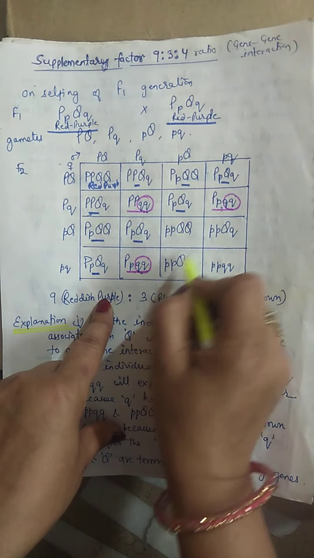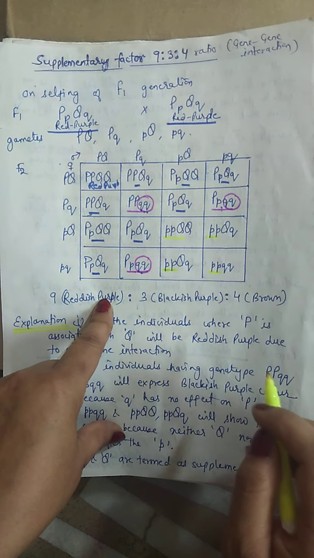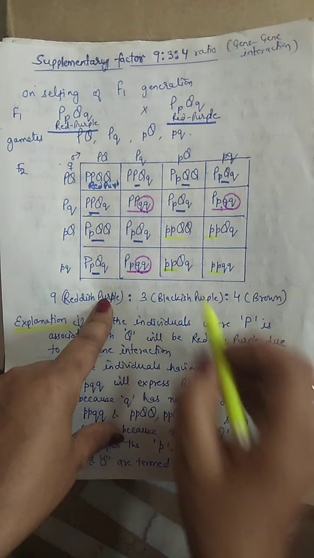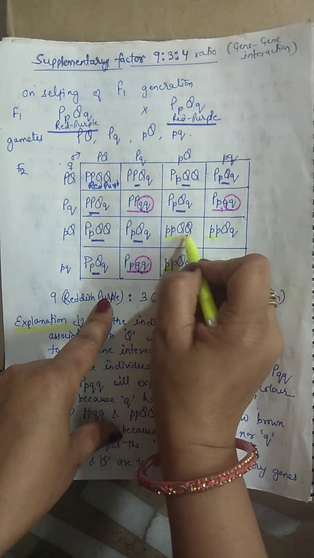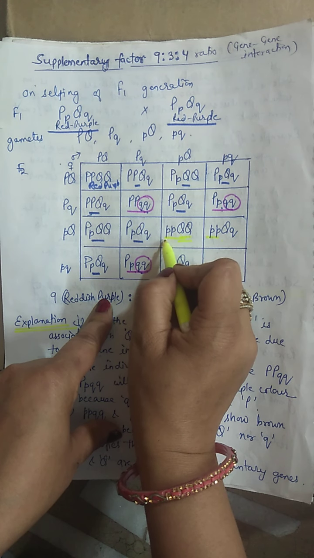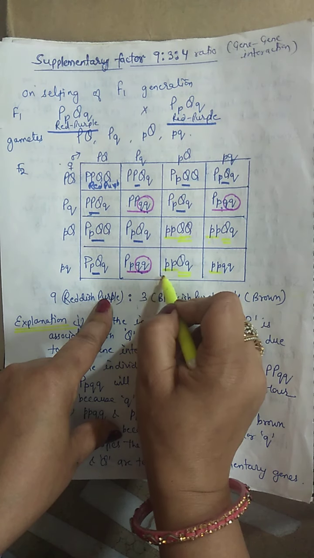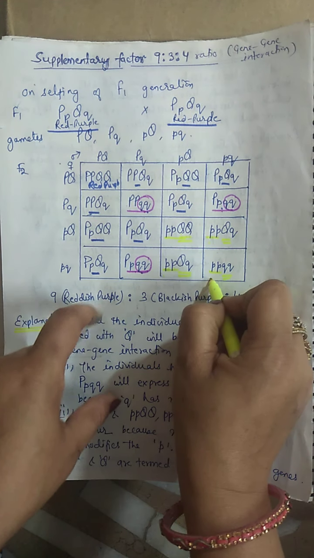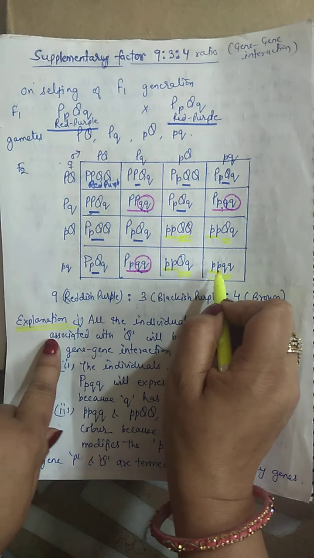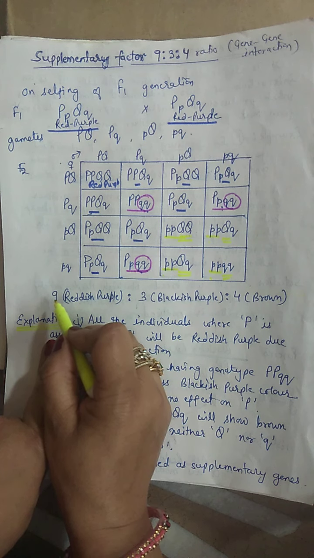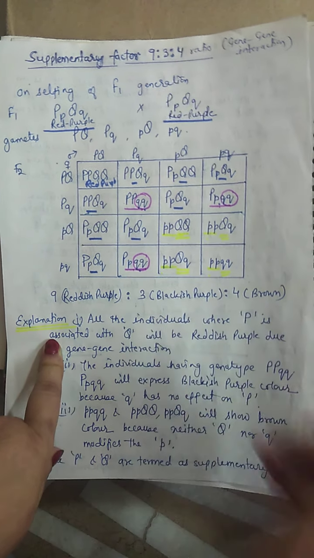Now, in these four individuals where P is in its recessive form, it will produce brown colored grain because the Q modifier has no effect on this recessive gene. Therefore, these 4 individuals will be brown. Hence, at the end, we will get 9 reddish purple, 3 blackish purple and 4 brown.